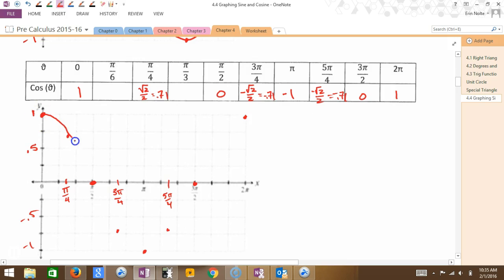Okay, so connect the dots. Okay, so here is a cosine wave.